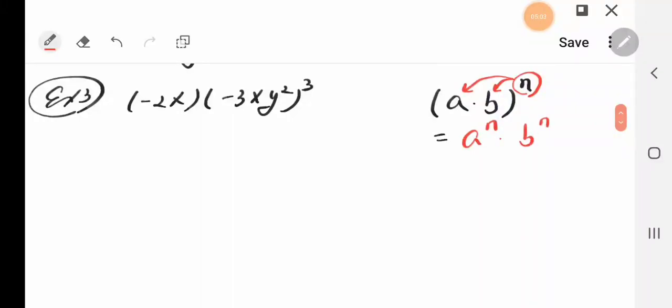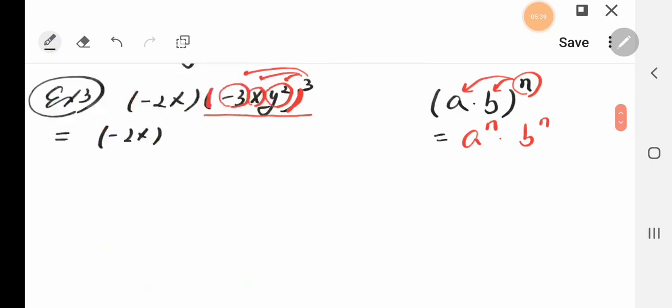So let's use this property to complete this exercise. Negative 2x stays the same, and the second factor has a base that is a product. The base contains three factors: negative 3, x, and y squared. So we will assign the power 3 to each factor.